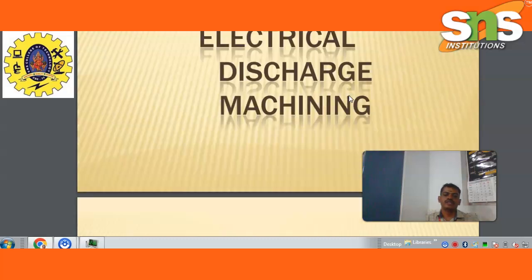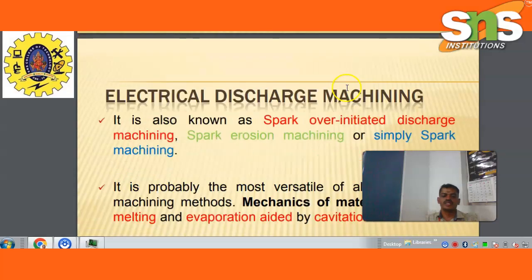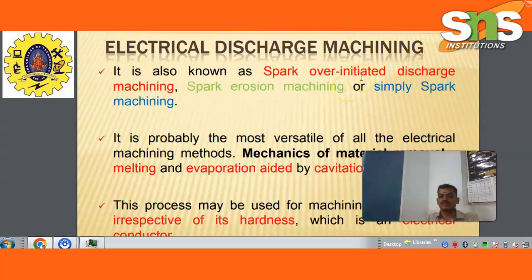Next one is EDM, electrical discharge machining. Electrical discharge machining is also known as spark-over initiated discharge machining, spark erosion machining, or simply EDM. It's probably the most versatile of all electrical machining methods. The mechanics of material removal is melting and evaporation aided by cavitation. This process may be used for machining any materials, irrespective of their hardness, which are electrical conductors.